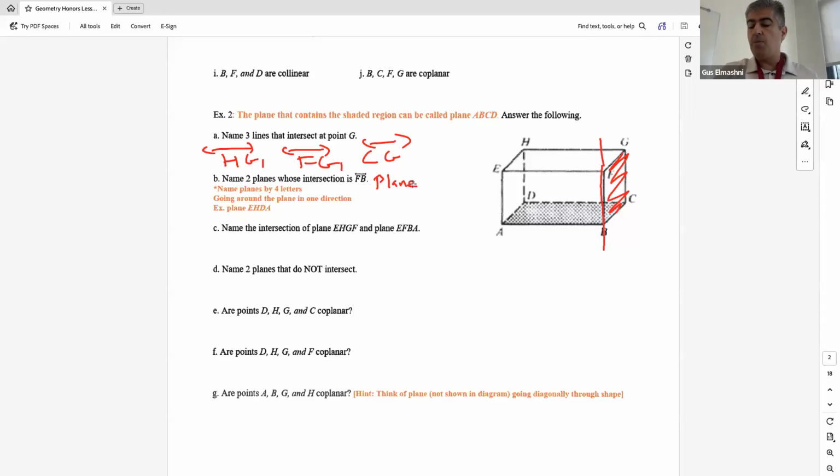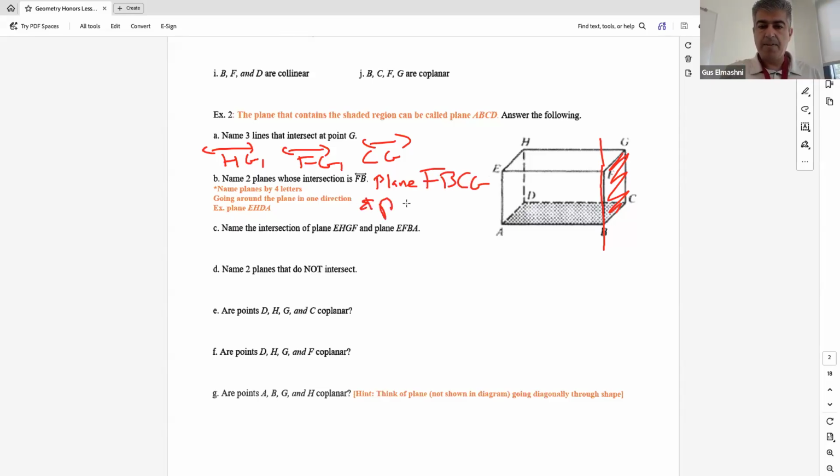Yeah, make sure you put it in the proper order. I wouldn't say FBGC because then you're kind of zigzagging. You want to go kind of clockwise or counterclockwise. So FBCG or FGCB, or you can start with any letter, it doesn't really matter. In this case, I'll call it FBCG.